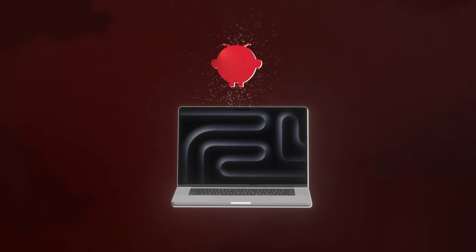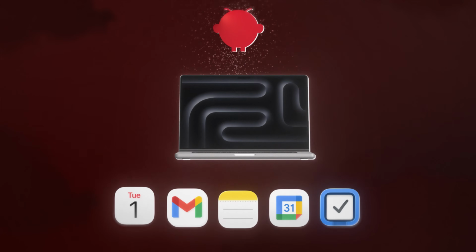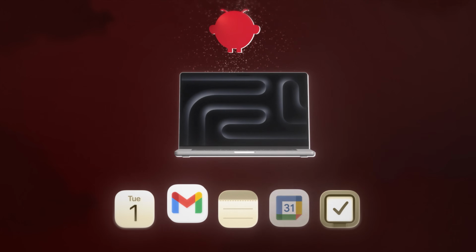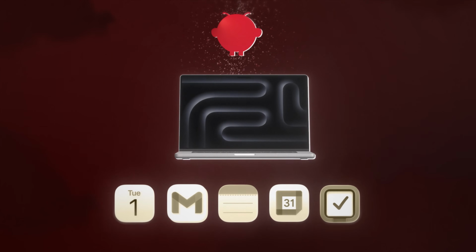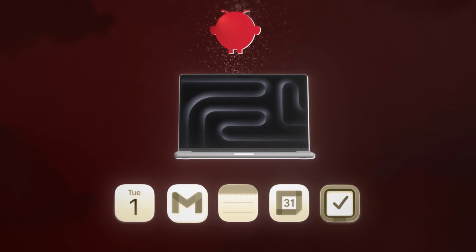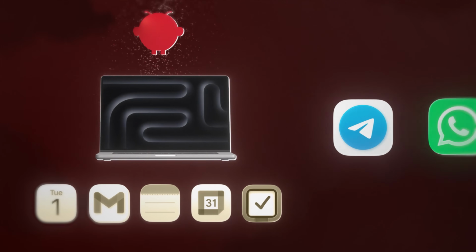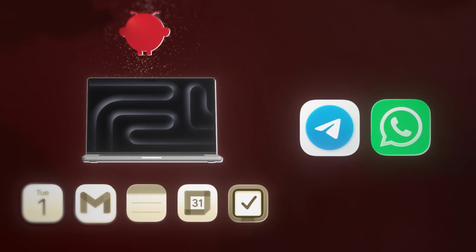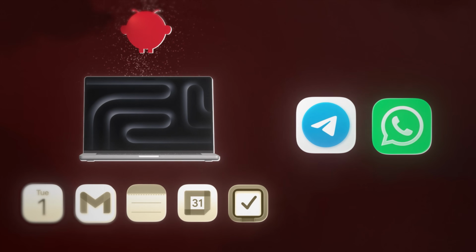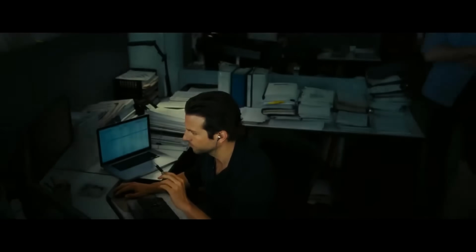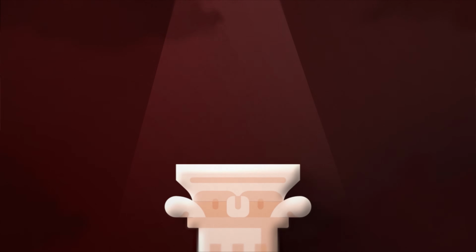OpenClaw lives on your machine, and as long as it's on, you can give it access to the apps you already use, so it can read and send emails, check and modify your calendar, create scheduled tasks for autonomous work, and pretty much anything else you'd want an assistant to do. You can even connect it to a messaging app like Telegram or WhatsApp, so you can control it from your phone.